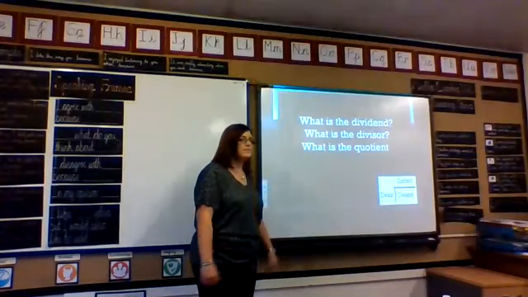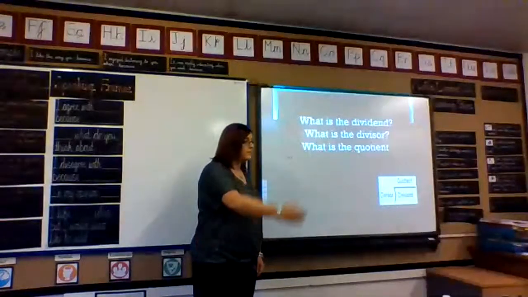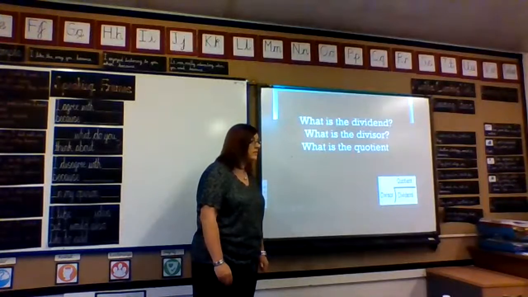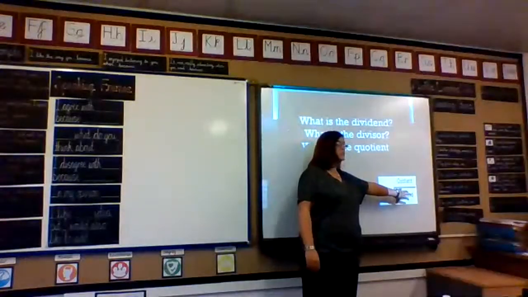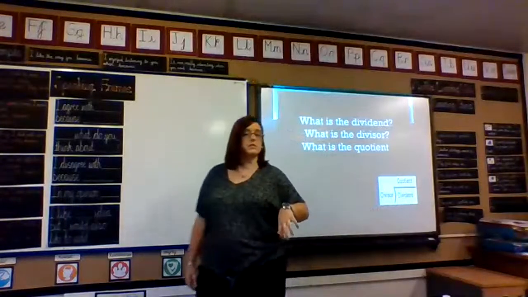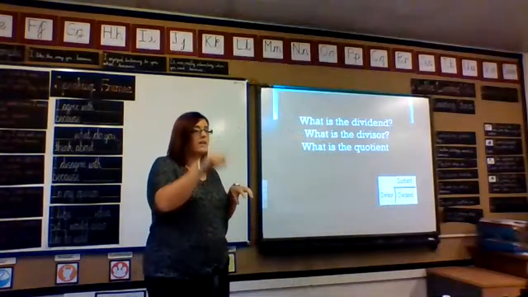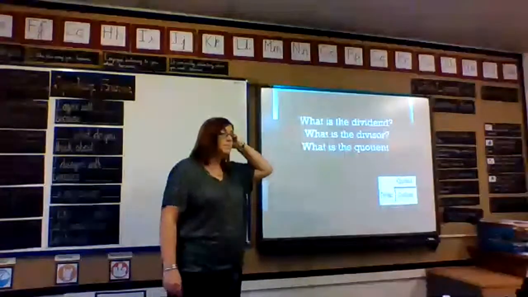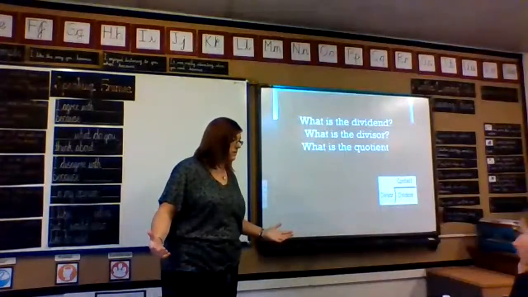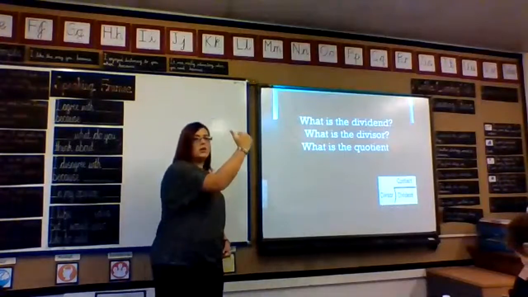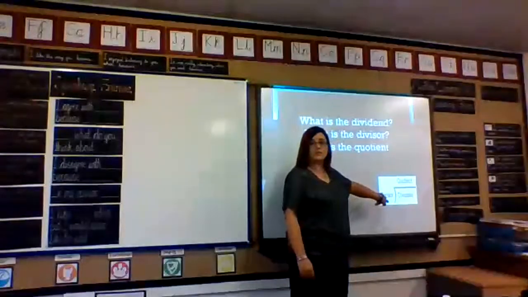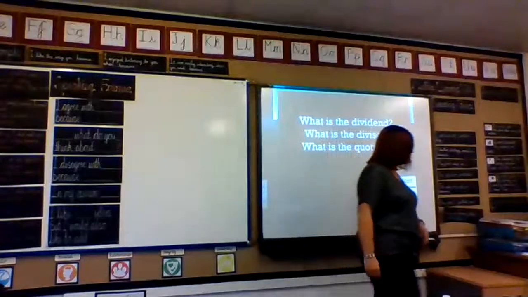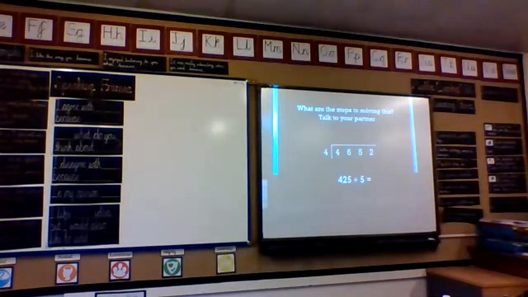What is the divisor then? The number outside the bus stop that tells you what you're dividing the dividend by. Good. So that number is the one that you are going to be dividing into the dividend each time. And what is the quotient then, Paulina? The answer. Good. And that goes on top of the bus stop. So our dividend goes inside, our divisor goes outside, and our quotient goes on top. Excellent.